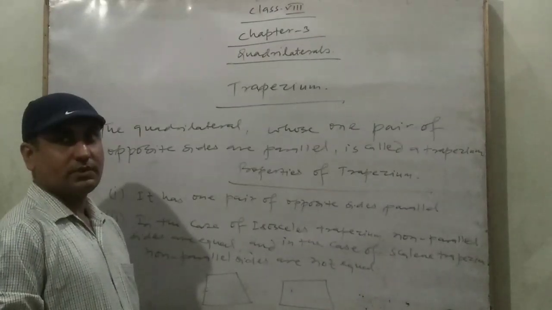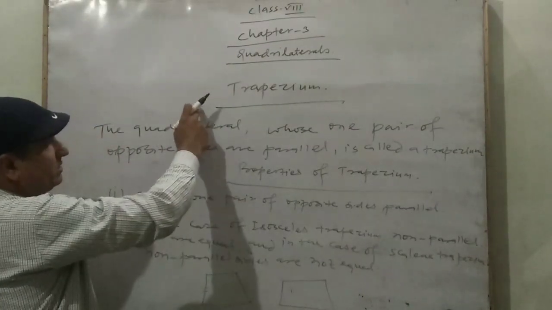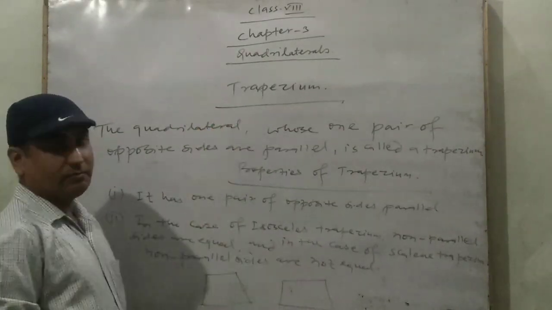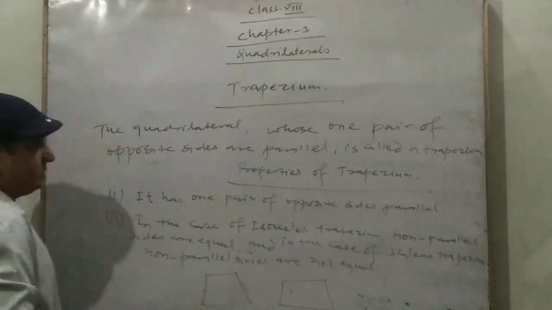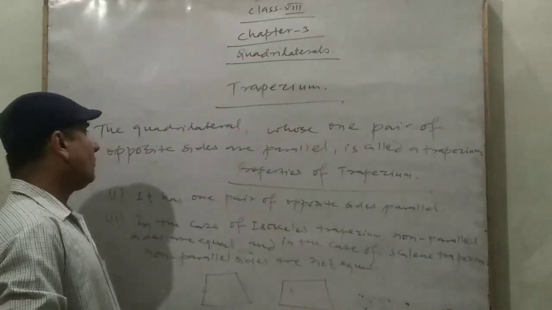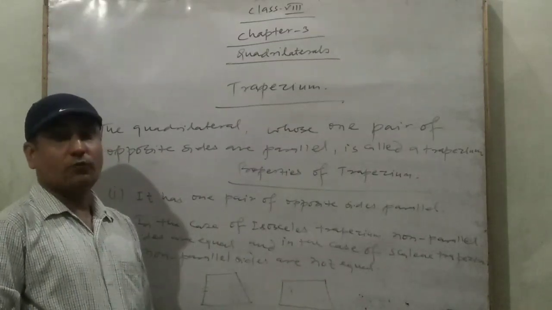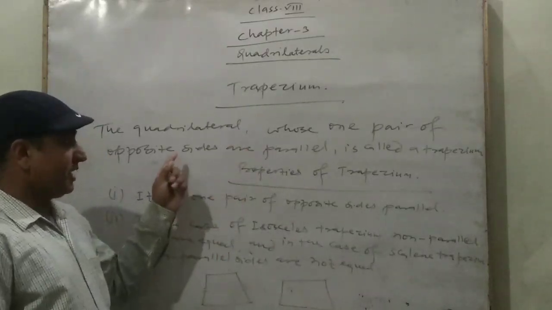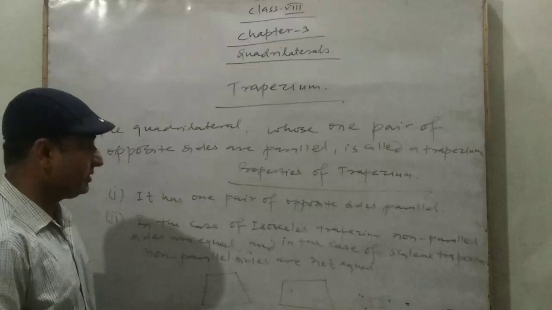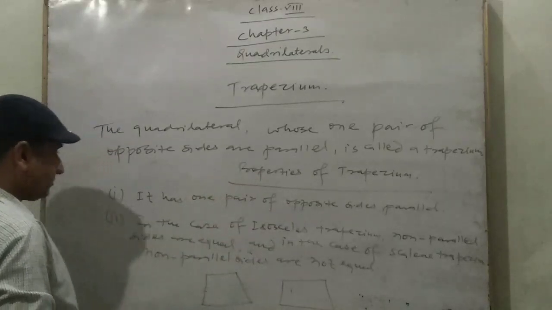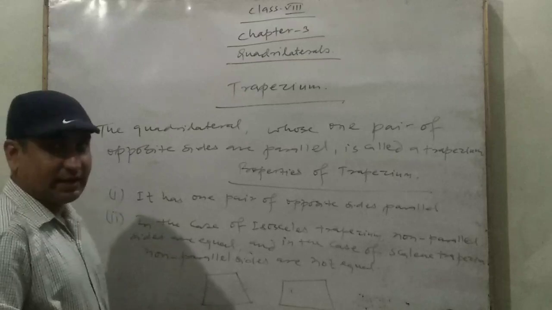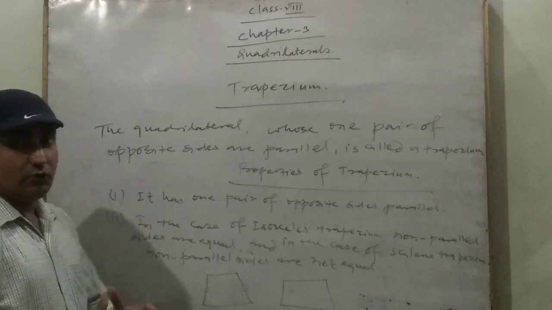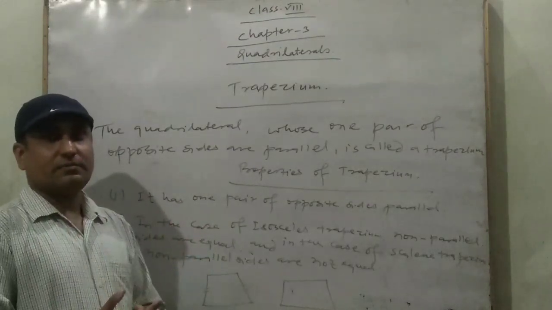Okay, students, this is the last kind of quadrilateral, that is trapezium. The quadrilateral whose only one pair of opposite sides are parallel is called trapezium. I have written the definition of trapezium here, and properties of trapezium are: it has only one pair of opposite sides parallel, and you know there are two types of trapezium: isosceles trapezium and scalene trapezium.